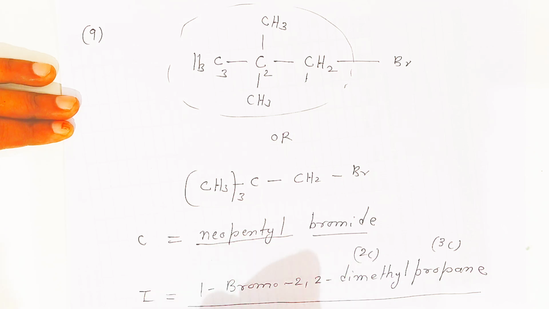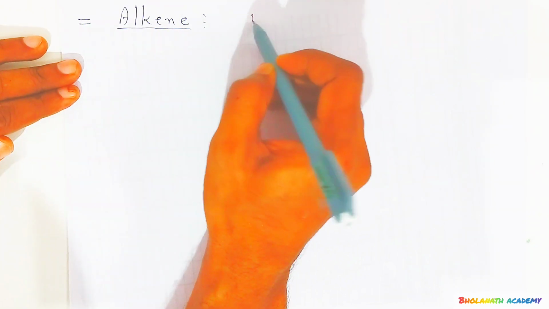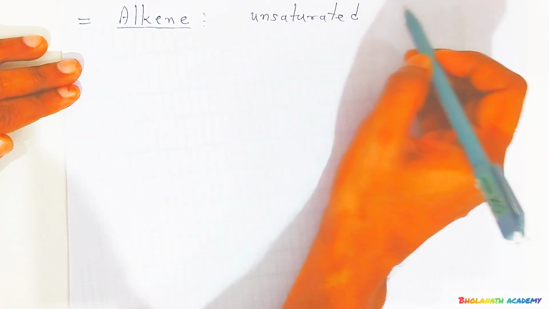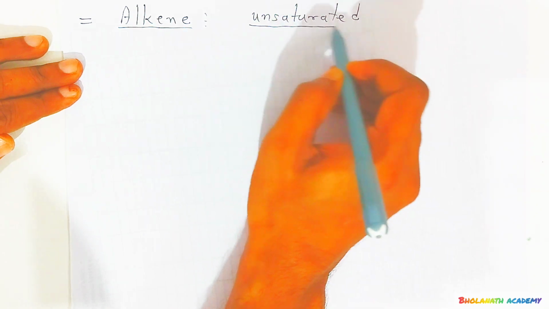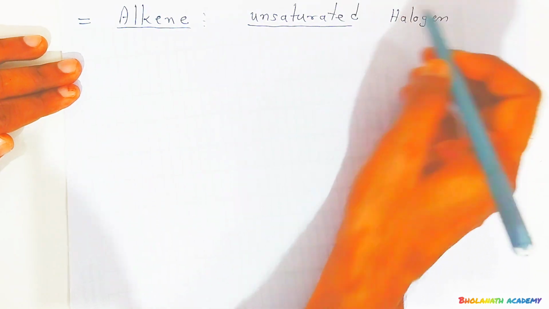So our nomenclature in IUPAC is correct. So this way you can verify whether the IUPAC name is correct or not. So 1-bromo-2,2-dimethyl propane, or we can say neopentyl bromide. Now the halogen derivative of alkene. Alkenes are what? Unsaturated. Unsaturated halogen derivative.